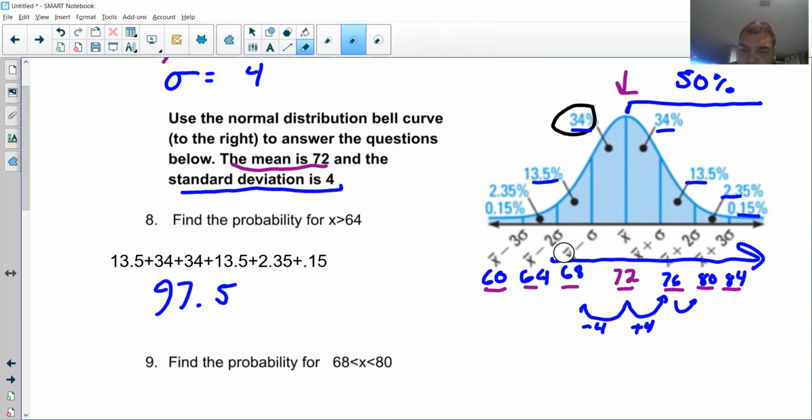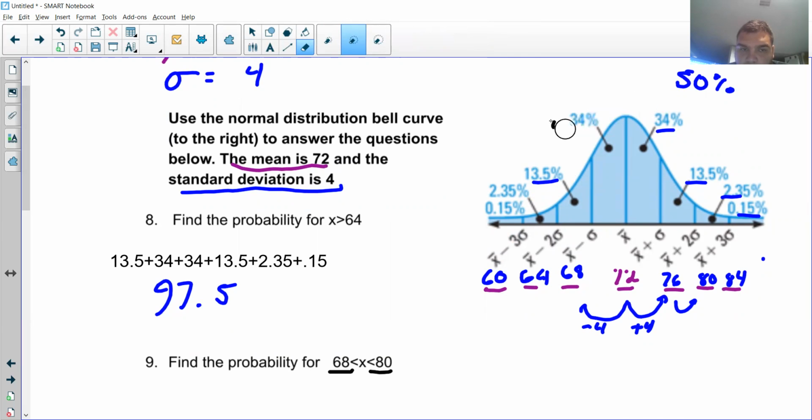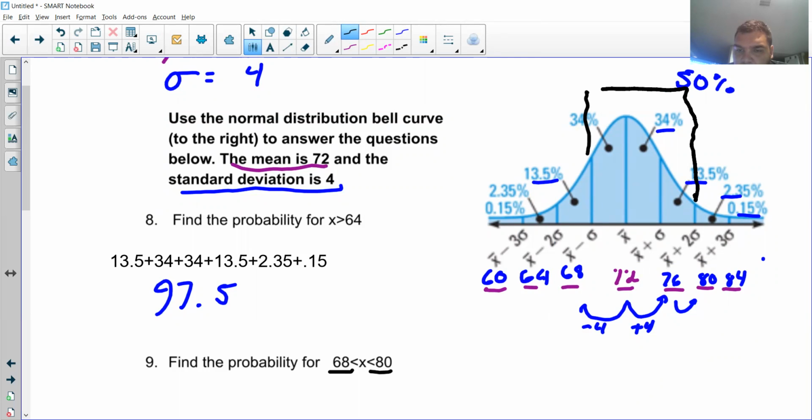Next one, I'm going to reuse the same one here. I need to find the percentage of data between 68 and 80. So 68 and 80. That's going to be, 68 is supposed to be this one over here, and 80 is going to be 1, 2, this one over here. I'm sorry, it's a little misaligned, but it is what it is.